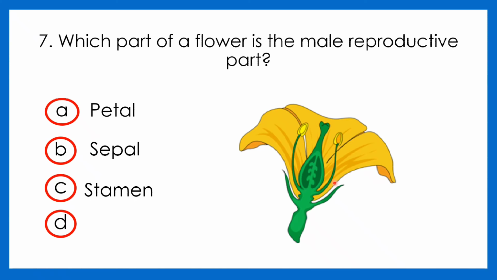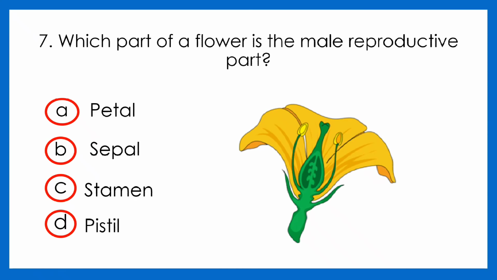Letter C, stamen. And letter D, we have the pistil. Again, the question is, what is the male reproductive part of a flower? Letter A, petal. B, sepal. Letter C, stamen. Letter D, pistil. So what do you call this one? These two.